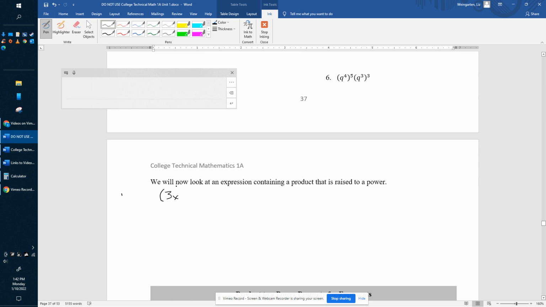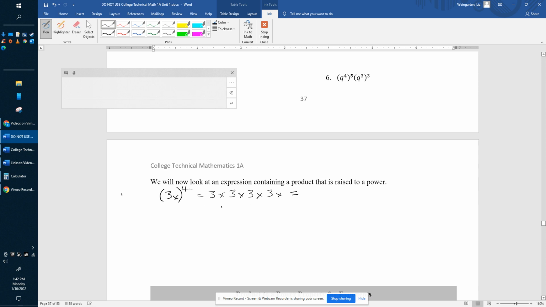Let's say that we have 3x to the fourth. So 3x to the fourth, what does that mean? It means that we have 3x times 3x times 3x times 3x.